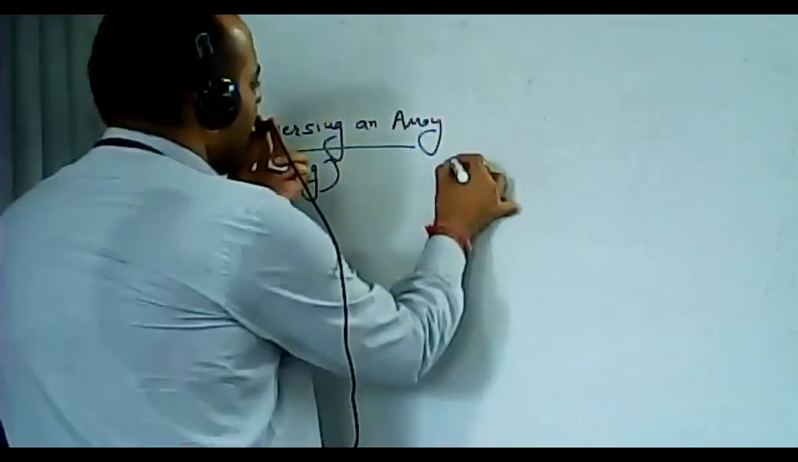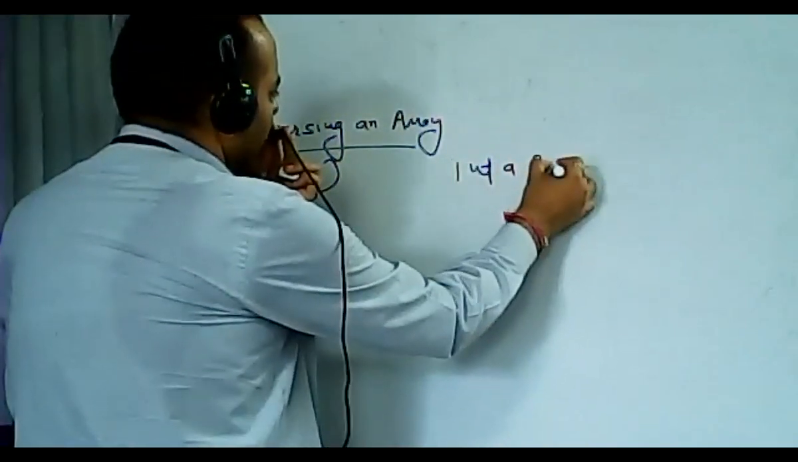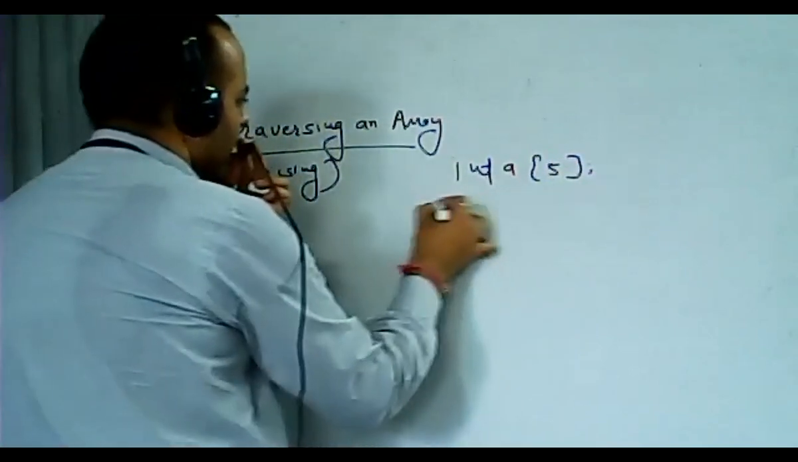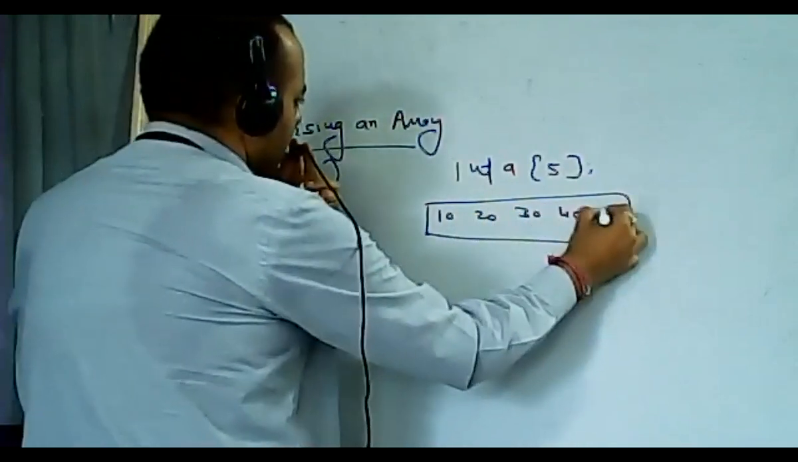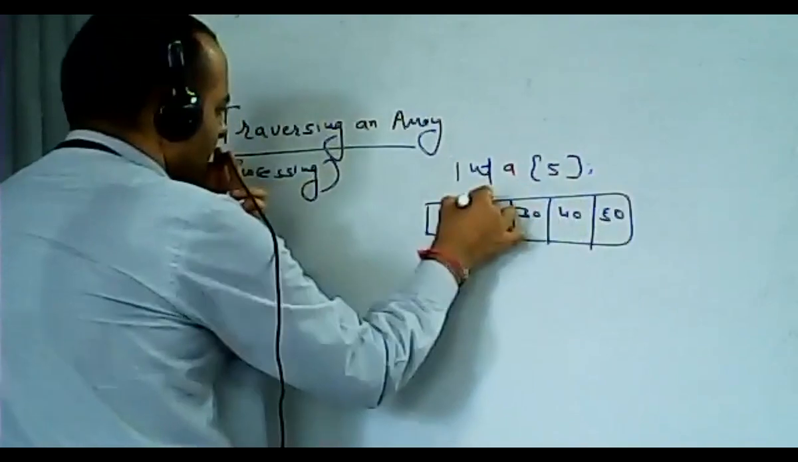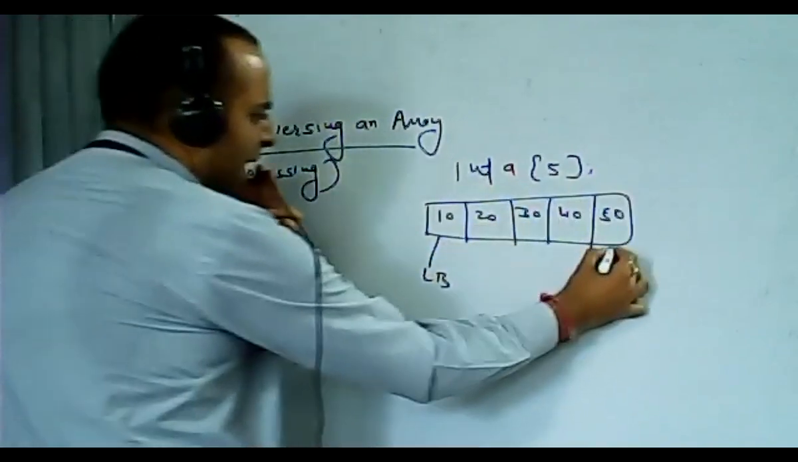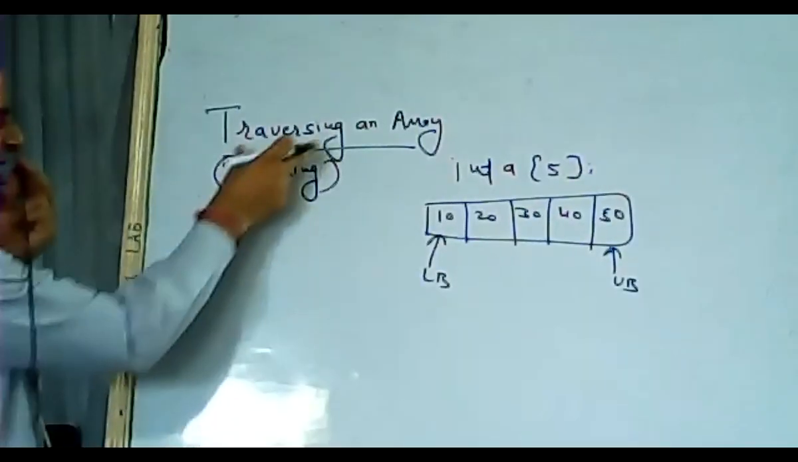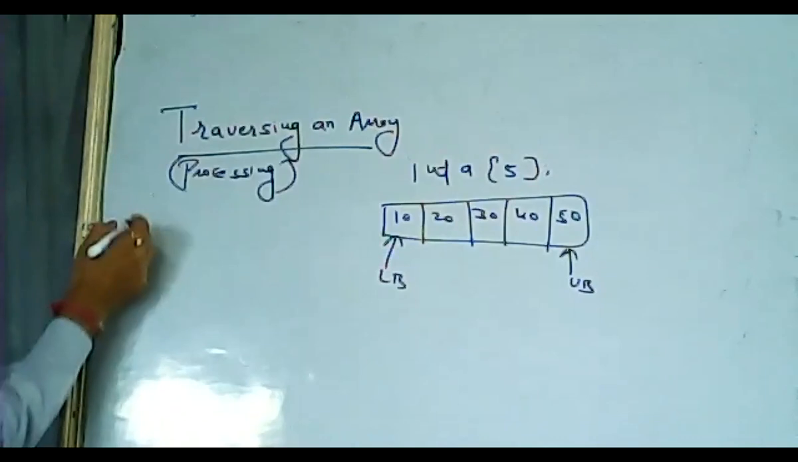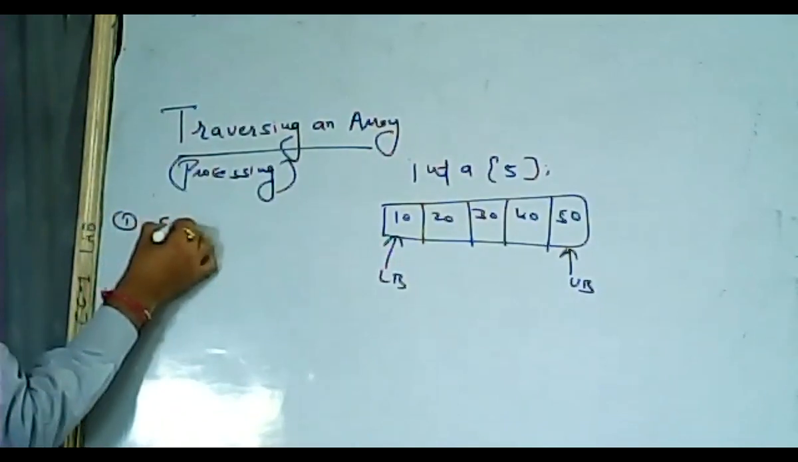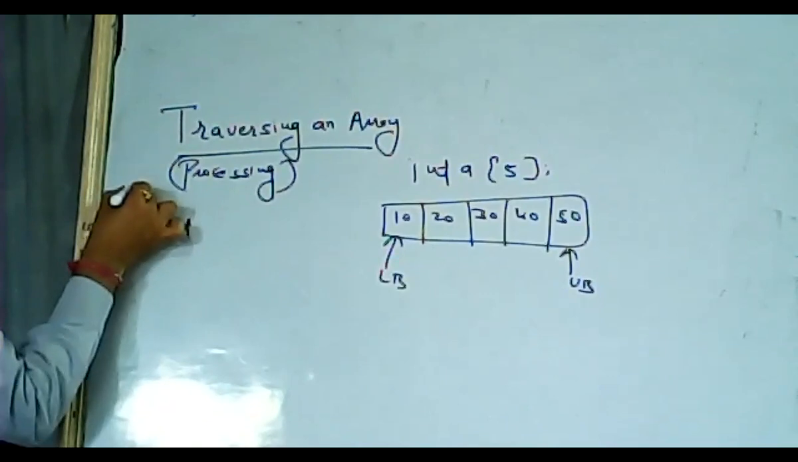Suppose I have an array of size 5 and this is my array: 10, 20, 30, 40 and 50. This is my lower bound and this is my upper bound. I need to traverse, I need to process all elements from lower bound to upper bound. So I will write the algo for it.